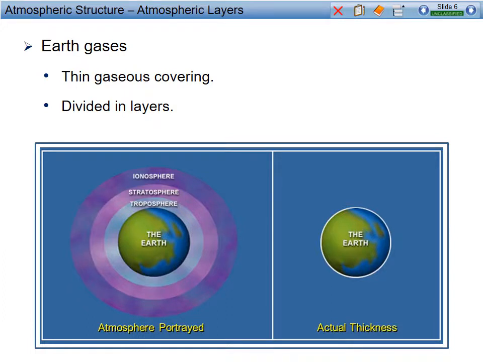The Earth is covered in gaseous layers. The portrayed layers are on the left-hand side of the graphic. On the right-hand side is the actual thickness relative to the size of the Earth, but it's easier to see them when we expand them in the portrayed atmosphere.